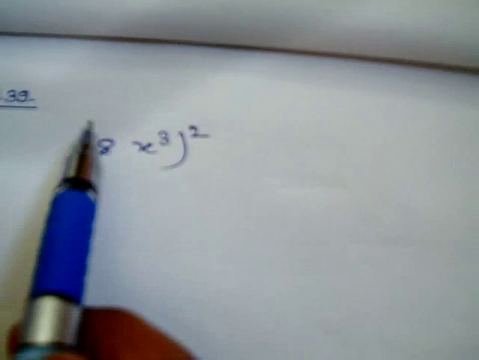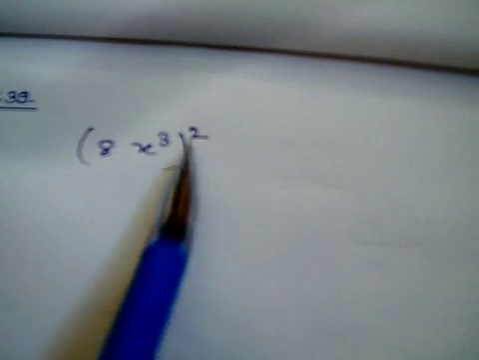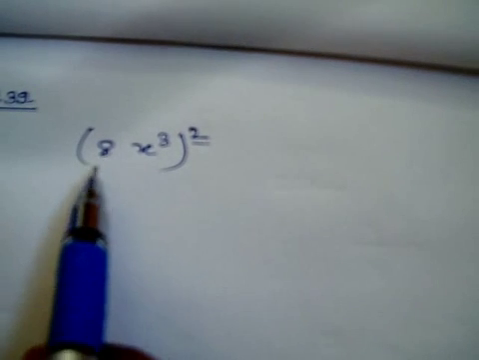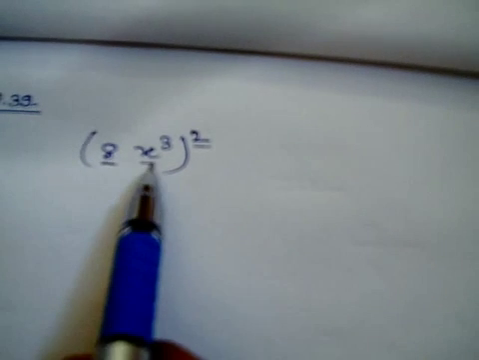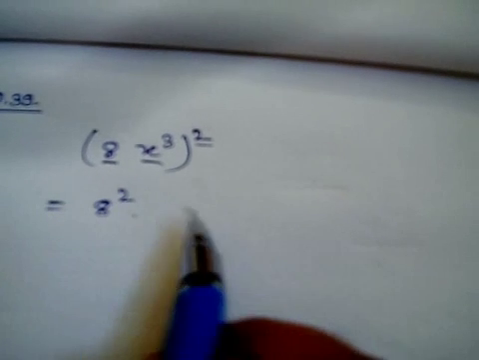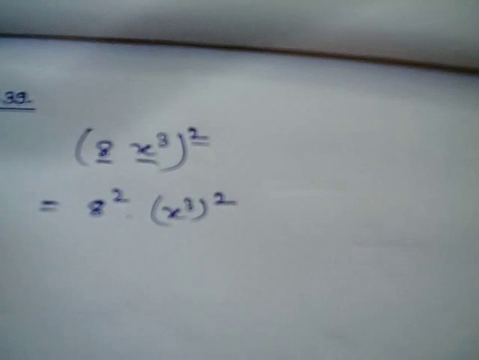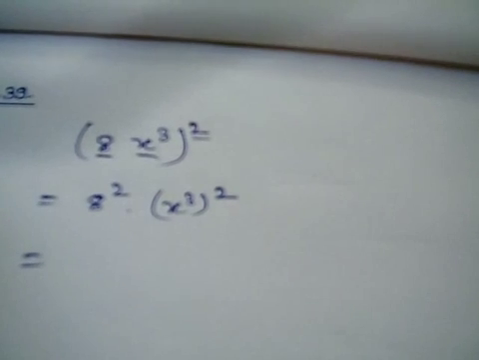When you see the term given inside the parenthesis and the power outside, when you open the parenthesis this power distributes on each term inside the parenthesis. So this 2 is going to go over the 8, and also over the x. So I can write 8 to the power 2 and x to the power 3, to the power 2. So 8 square means what? 8 square means 8 times 8.